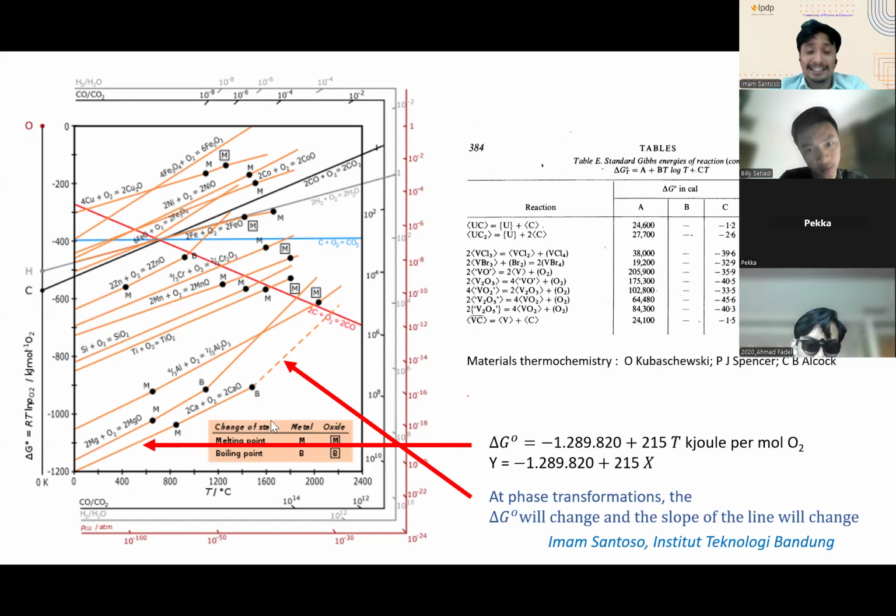Yes, there's a phase change. After the melting point, there is a phase change from solid to liquid. And then at the boiling point, there is a phase change from liquid to gas. Why is the slope after B changed dramatically compared to after M? From M to B, there is a change of slope, but it's very small. But from B, it is significant. I think it's because the phase transition from liquid to gas has a bigger entropy.